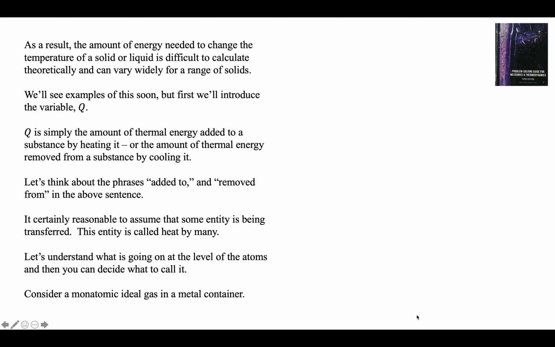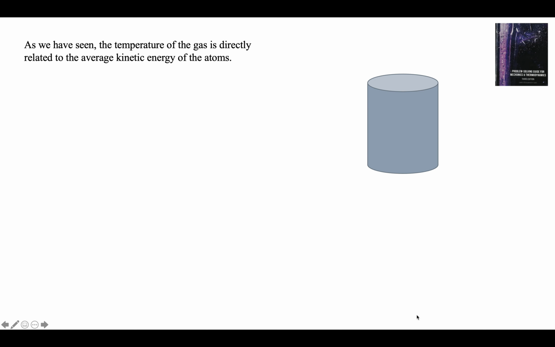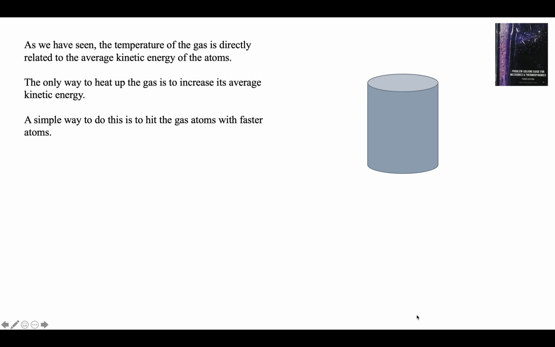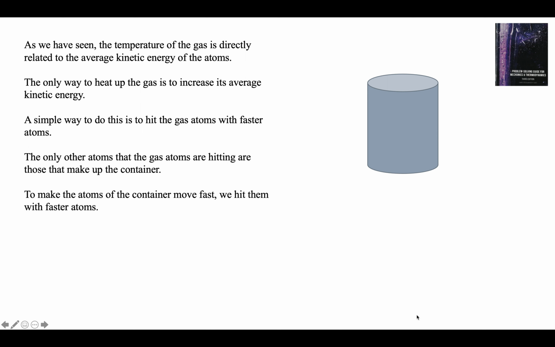So let's think about a monatomic ideal gas in a metal container, like helium, inside this container. We want to get the atoms to move faster. We want to raise their kinetic energy. We want to heat them up. The only way we can heat up that gas is to increase its average kinetic energy. That's the definition. So we have to hit the gas atoms with faster atoms. The only atoms that the gas atoms are hitting are those that make up the container. So we have to get the atoms in the container to increase their kinetic energy, and the way to do that, we hit them with even faster atoms.